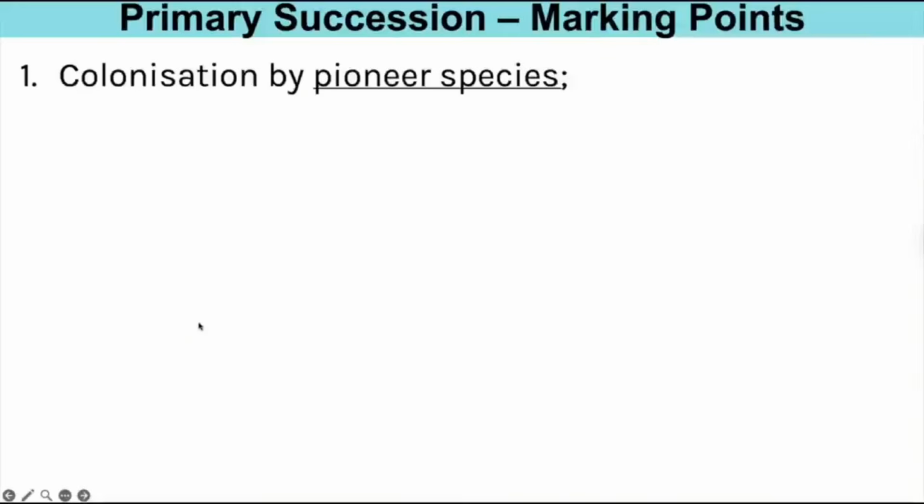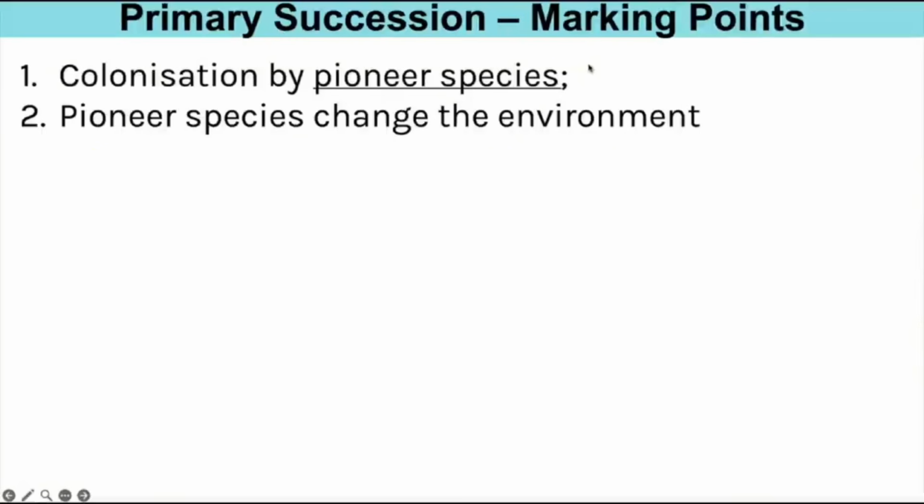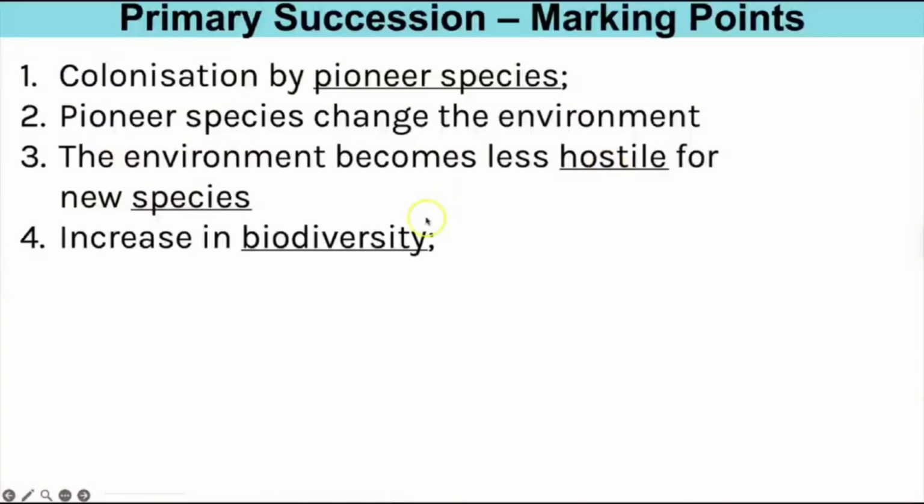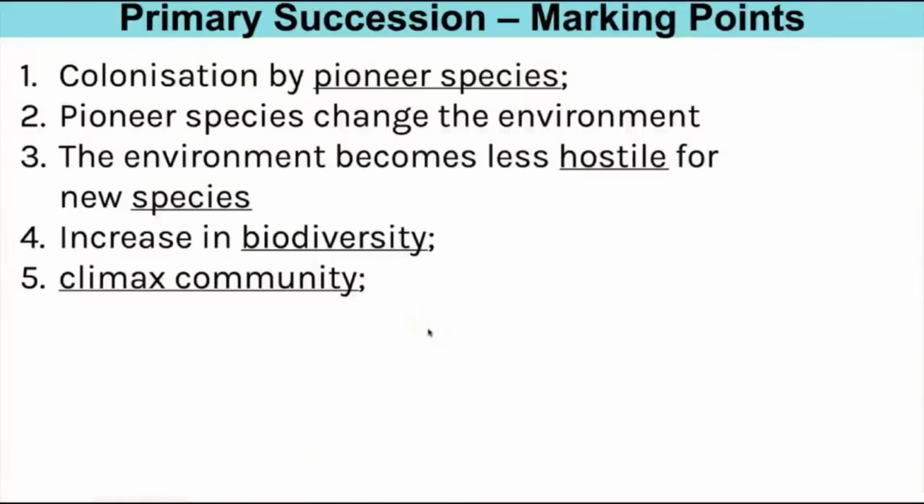Now, to give you the marking points, because that was more a full explanation, the actual marking points on a long answer question are very brief. There's always a mark for saying it's initially colonised by a pioneer species. Next, it's saying the pioneer species changed the environment. The environment becomes less hostile for new species. There's an increase in biodiversity, and it finishes with a climax community. That would get you full marks on a 5 marker for describing succession. So screenshot that or turn it into a flashcard to learn those key points.